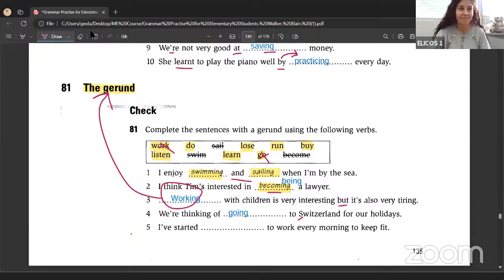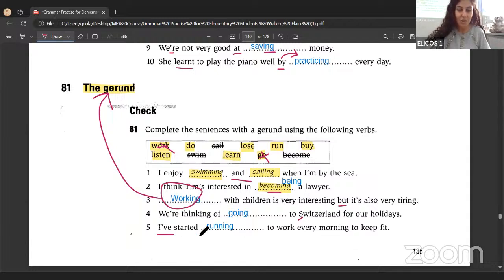Number 5. I started running to work every morning to keep fit. Yes, a little bit of pronunciation. So we push the V. It comes from I have, but because it's written this way, we say I've. So the subject I and the verb have. But when we put them together, we need to say I've, but push the V stronger. I've started running to work every morning to keep fit.